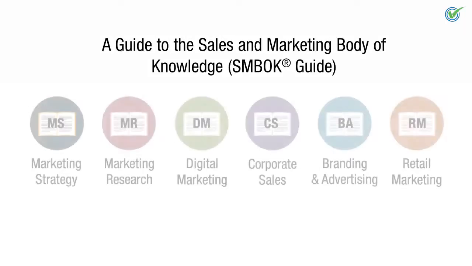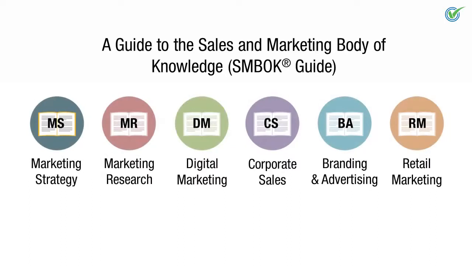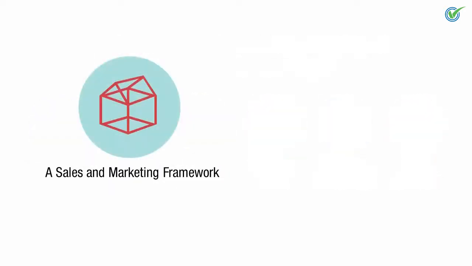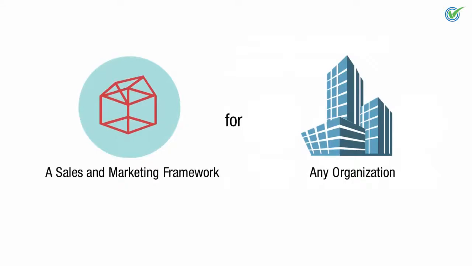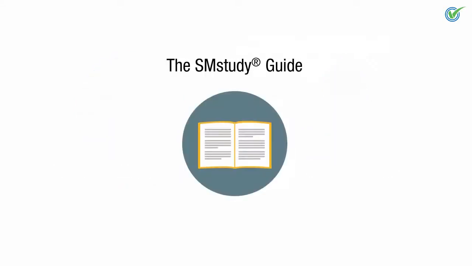A Guide to the Sales and Marketing Body of Knowledge, or SMBOK Guide, is a series of books that provide guidelines for the sales and marketing of products and services. It offers a comprehensive framework that can be used to effectively manage sales and marketing efforts in any organization. The SMBOK Guide is also referred to as the SMstudy Guide.